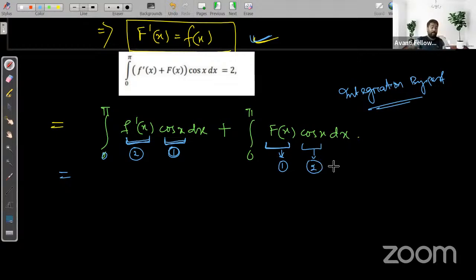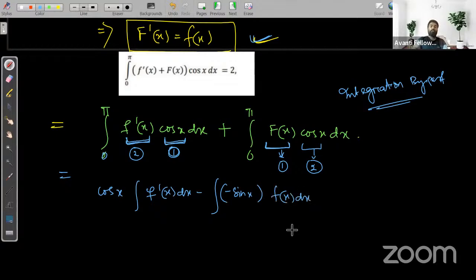So let's apply the method of integration by parts to evaluate the integral. First function, that is cos of x, into integral of second function, so integration of f dash of x dx, minus the integration of the differentiation of first function, that is cos x, differentiation of cos x is minus of sin x, into integration of second function, that is f of x dx. Okay, this is for my first integral.